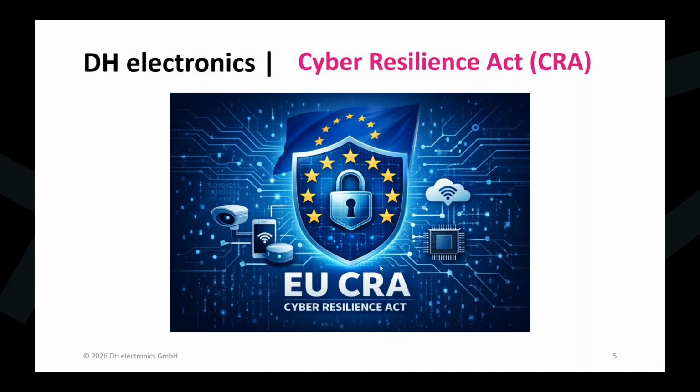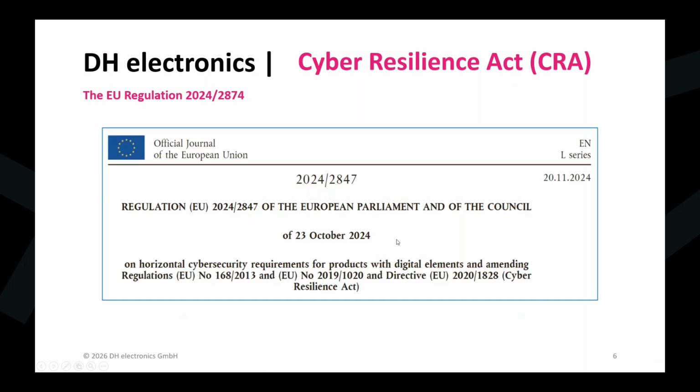The outcome of the CRA legislative process is the regulation you see on the slide, Regulation EU 2024/2847. The differentiation between an EU regulation and an EU directive is important because a regulation like this applies directly and in the same way in all EU member states. For the CRA, this already happened in December 2024, so roughly 1 year ago.